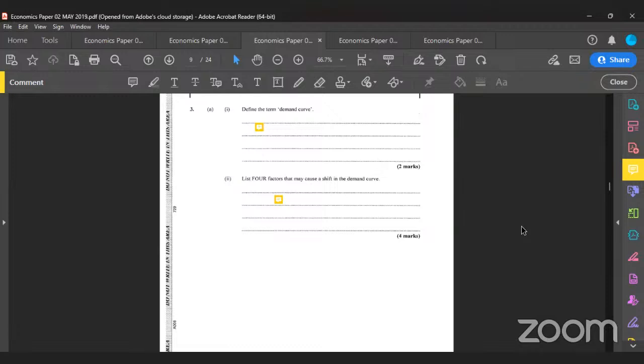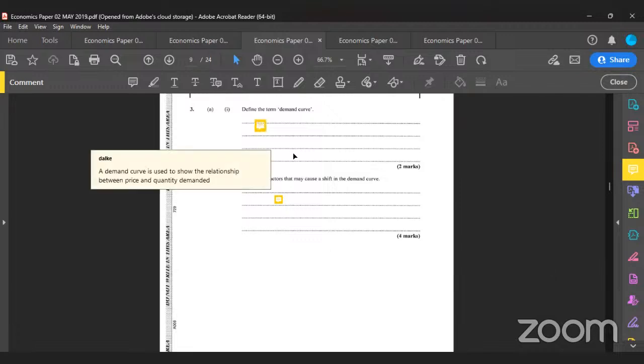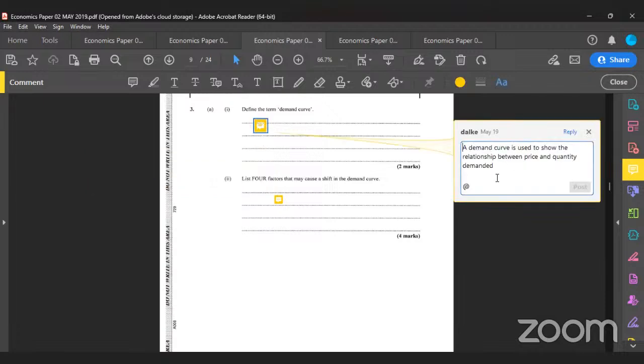Now they asked us, as part of number 3, to define the demand curve, right? This definition says the demand curve is used to show the relationship between price and quantity demanded of a particular good or service. A particular good or service.